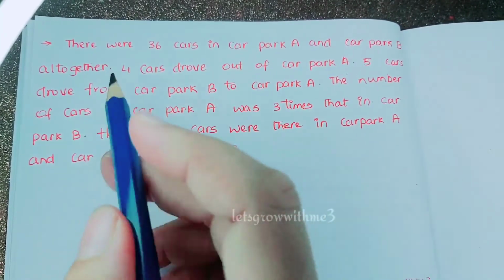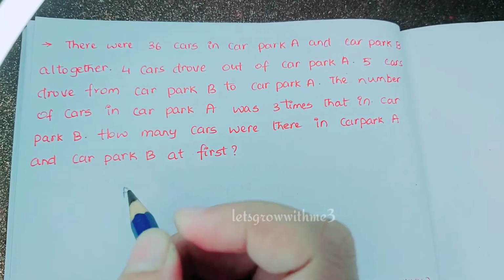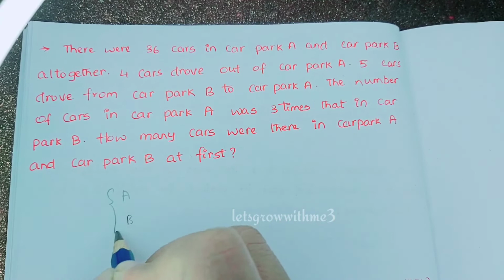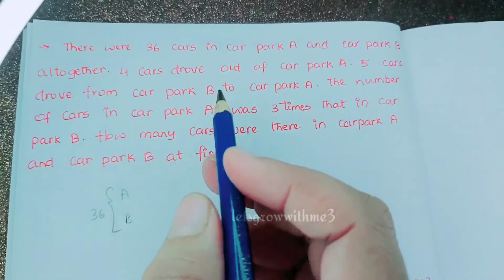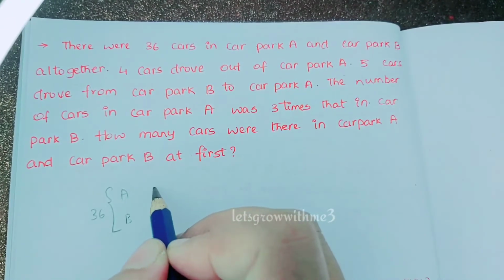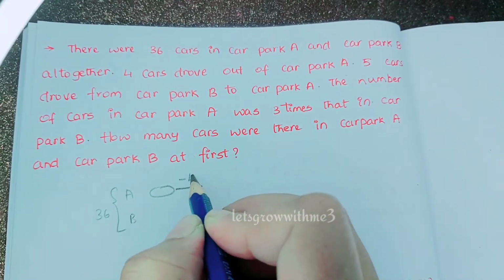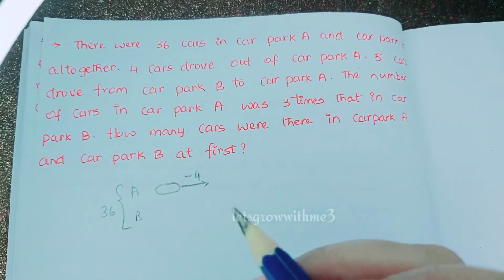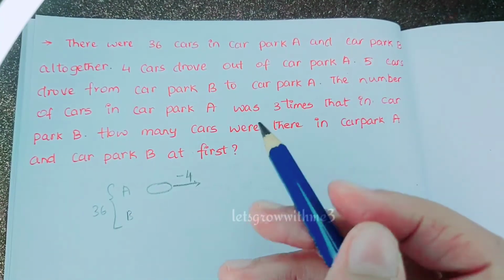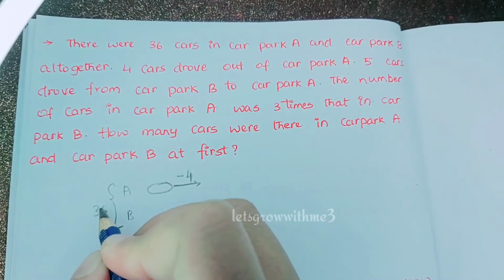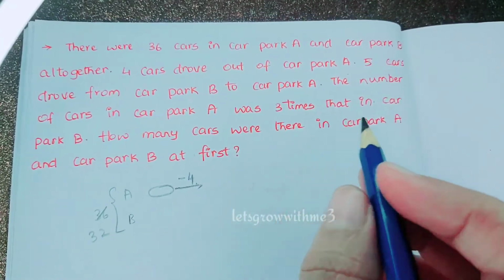Okay, so here also we need to find out the initial value. So let's see, there are 36 cars. It's not in car park A and car park B separately, it's the total value, altogether. So 36. And then next, what happened? 4 cars drove out of car park A. Okay, so they went away. Now in this total we don't have those 4 cars, so we need to subtract 36 minus 4. Because now we don't have 36 cars anymore, it's just 32 cars.